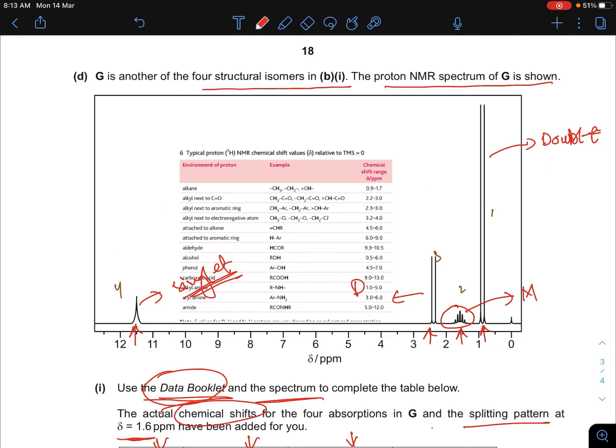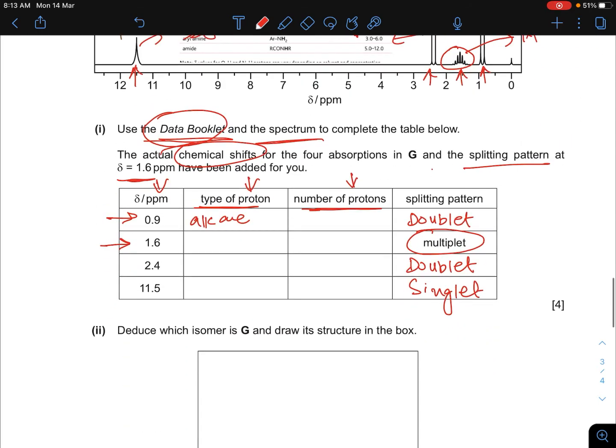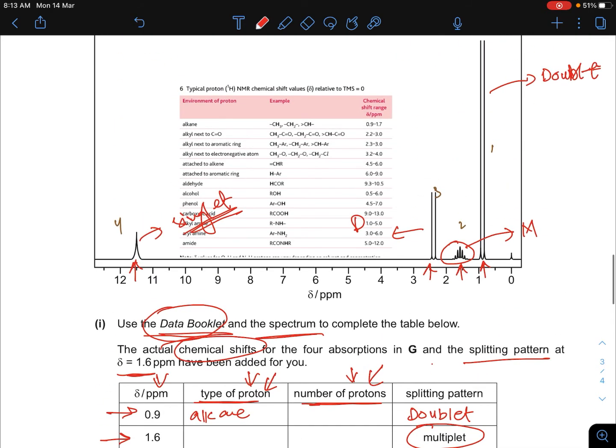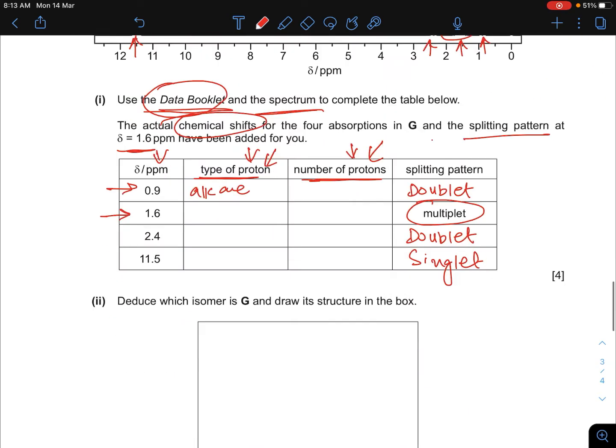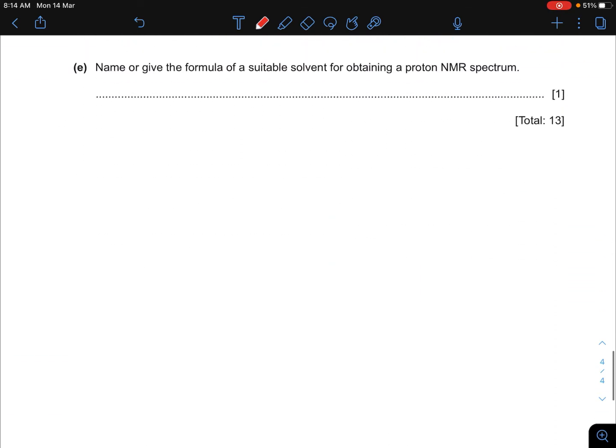Okay. So this is the table for the proton NMR. And we have to fill these 2 columns, type of proton and number of protons. But before that, we have to find out what structure we have. Like we have 4 different peaks in the proton NMR. So there are 4 structures that we have. First, we have to decide which structure is giving this spectrum. So the first structure that we have is 1, 2, 3, 4, 5.